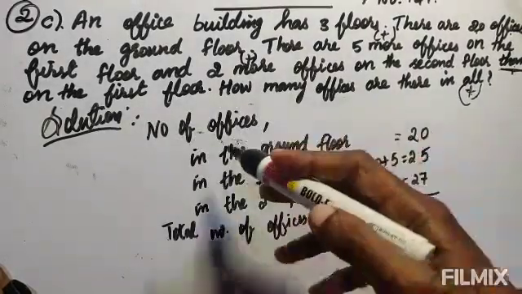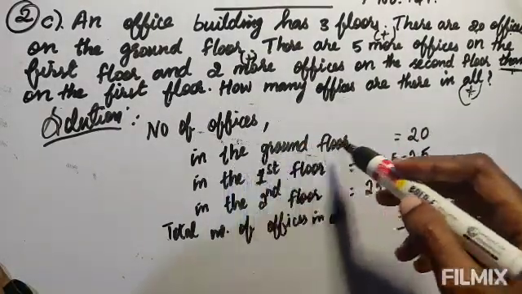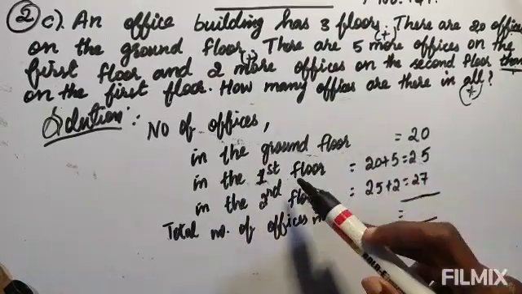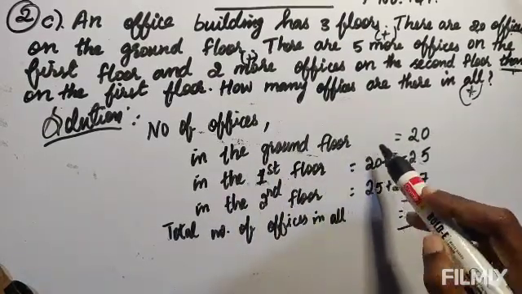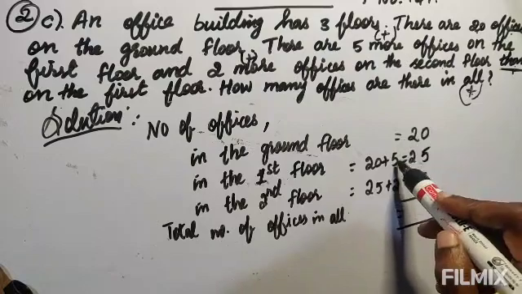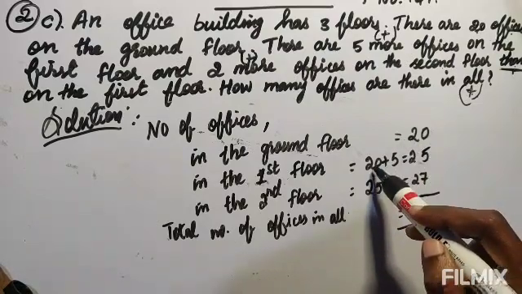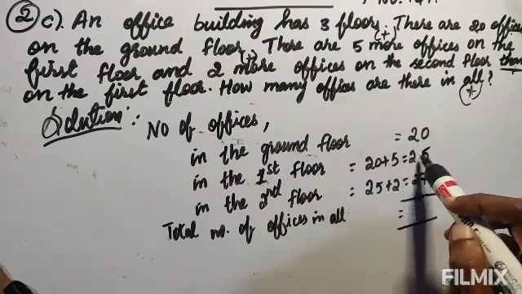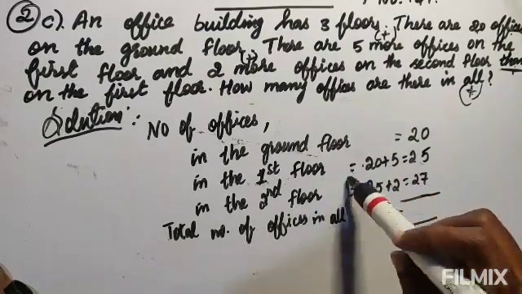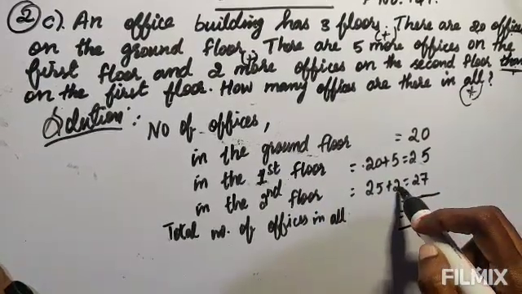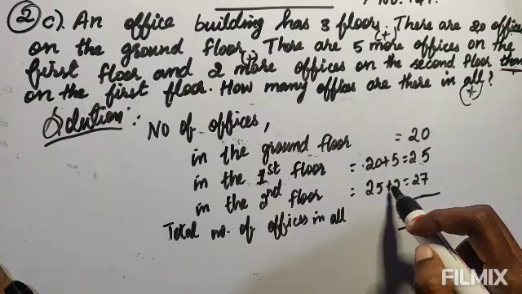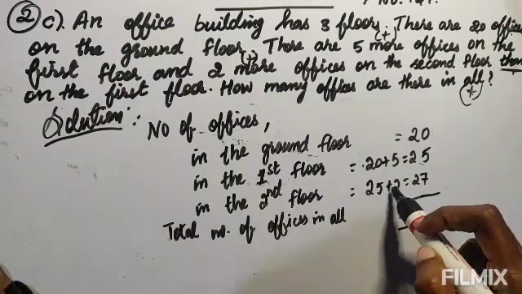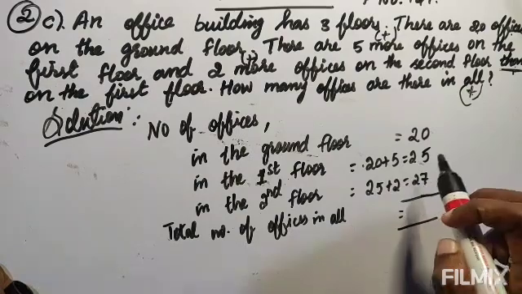Okay, see the statement. Number of offices on the ground floor is 20. Again on the first floor it is 5 more. So with this we are adding 5 more. So 20 plus 5, 25. So on the first floor 25. Again on the second floor it is 2 more than the first floor. So on the first floor it is 25, so 2 more. So 25 plus 2, 27.